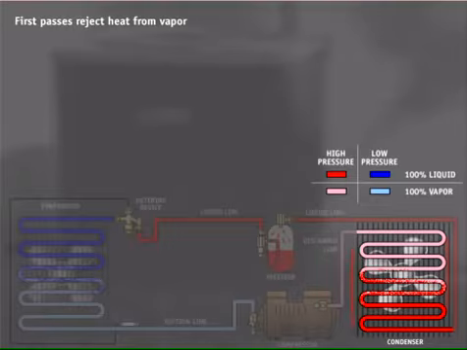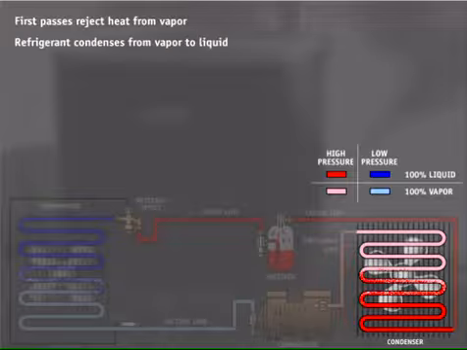The first passes of the condenser coil reject heat from the high-temperature refrigerant vapor. Once the refrigerant rejects enough heat, it will reach its condensing temperature, and condensation, or the phase change from gas to liquid, can begin. As more heat is rejected from the 100% vapor, it will force the vapor to gradually change to liquid until 100% liquid is all that remains.